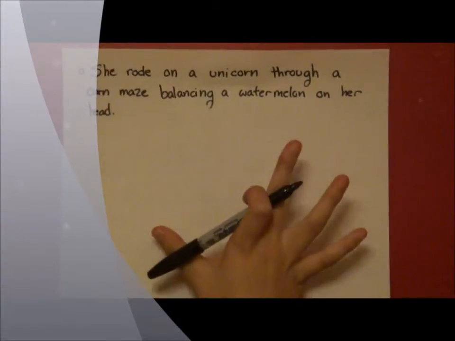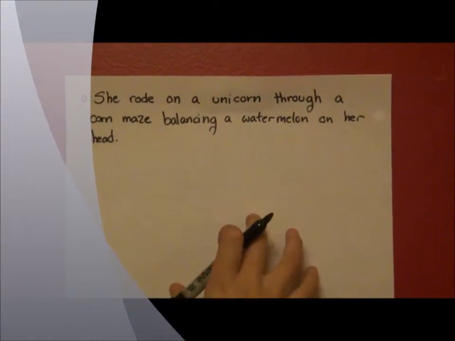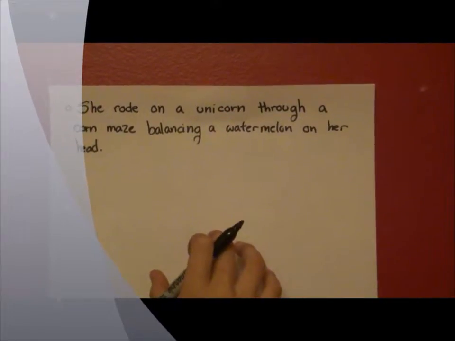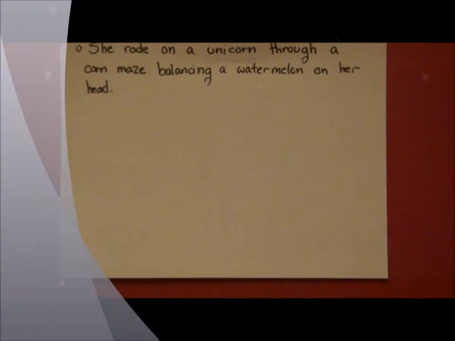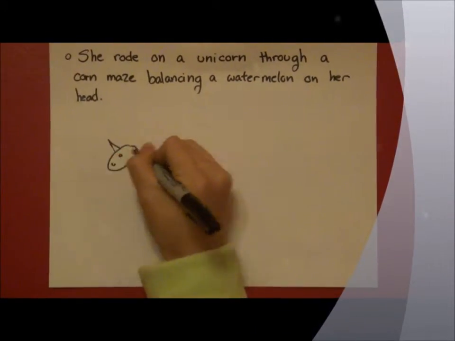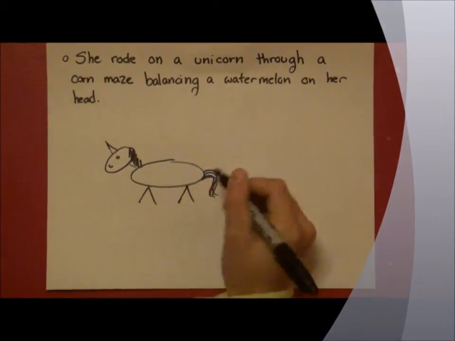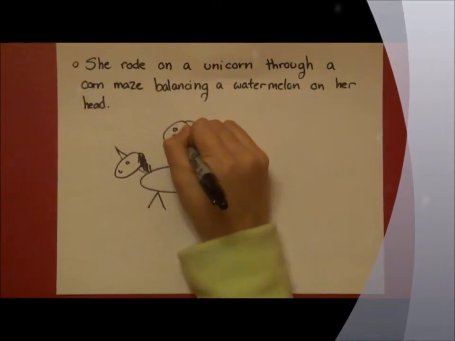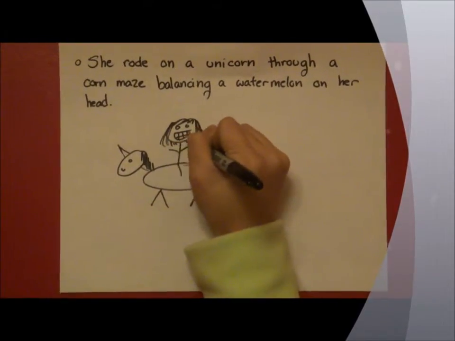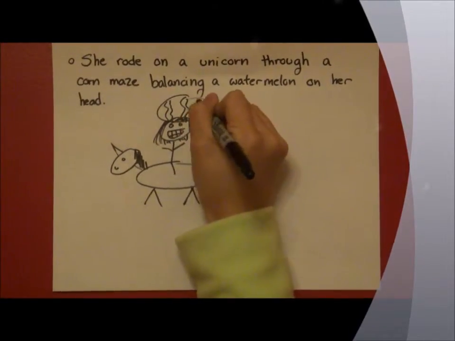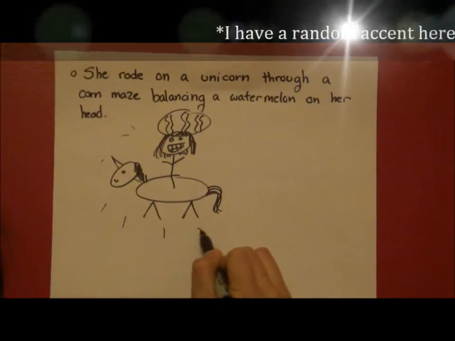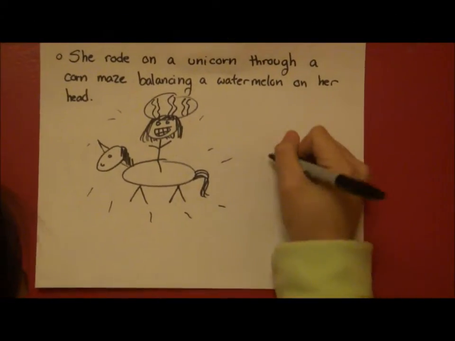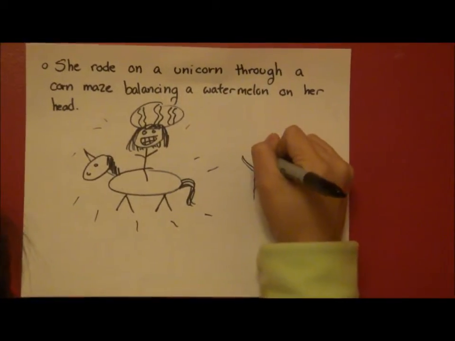Okay, so let's say for an example that you have the text that says this. She rode on a unicorn through a corn maze, balancing a watermelon on her head. Now, you simply draw the picture that you see when you read the text. This one's really easy since it's all description, so here's mine. Okay, so this is our girl with the watermelon and the unicorn. And now here's the corn part, the corn maze.